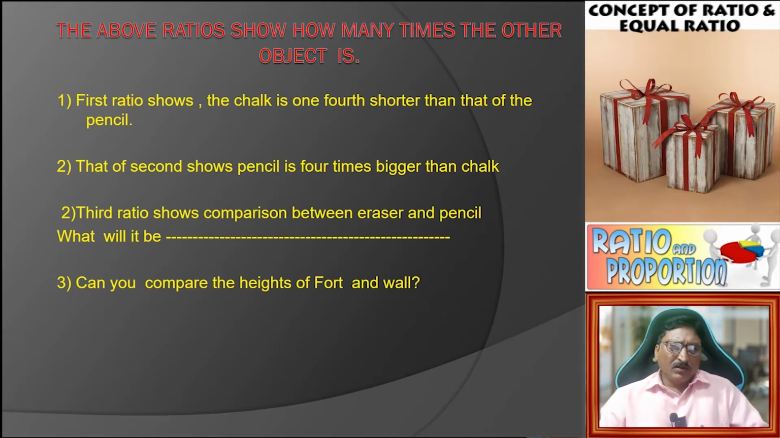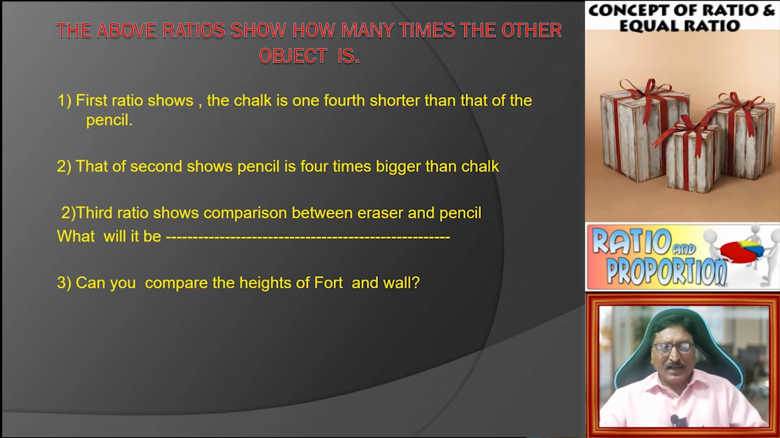The third ratio shows the comparison between the eraser and the pencil. What will it be? You have to think. The comparison between the eraser and the pencil. You have to find it. The eraser is 3 centimeters long and the pencil is 12 centimeters. That means we can say the eraser is shorter, by how much? 1/3 times shorter than the pencil.